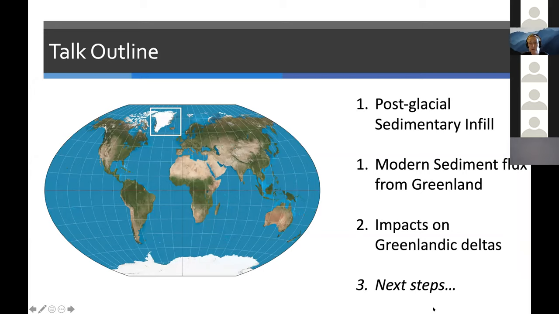Holocene and post-glacial sedimentation rates that we studied earlier. That is a little bit older work that I did with colleagues in Delft and a little bit with University of Colorado also. But then we moved to more modern sediment loads, and that part is what provoked the title of this talk, Modern Sediment Fluxes from Greenland.